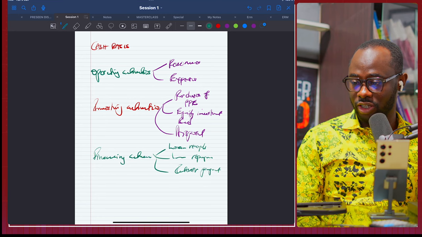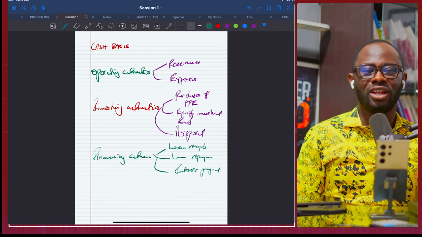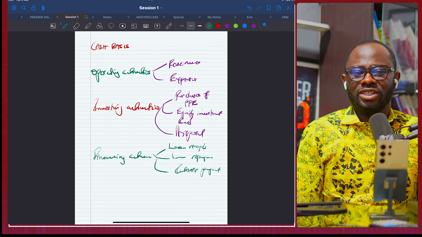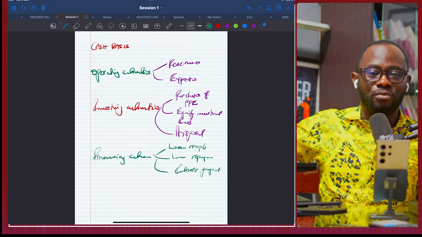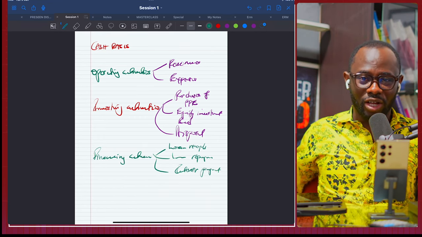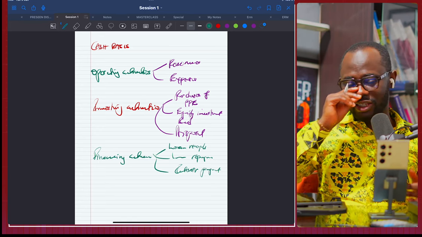Say, on cash flow statement, which method is advisable to use? Now we are going with a normal approach, the indirect method. Yeah, we know there is direct and indirect, but this approach here is the indirect method, the normal one. Okay, so that's the deal.